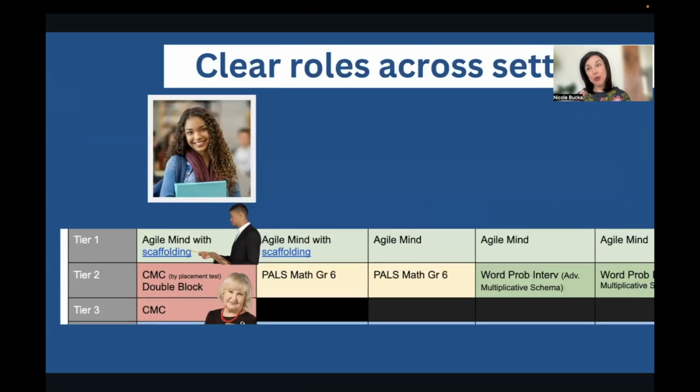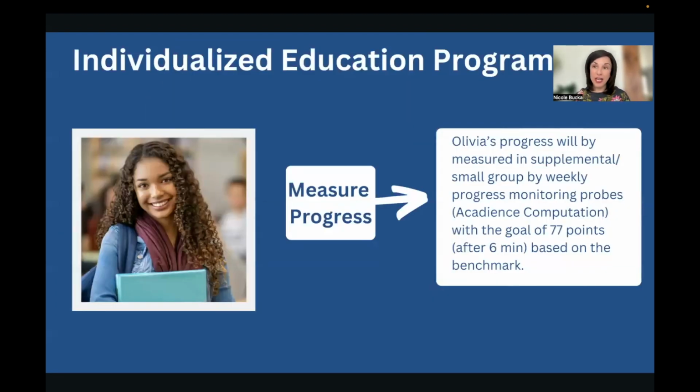And having clear roles across settings, right? So now Mr. Perez knows he needs to scaffold, and the special educator, I forgot her name, sorry, knows that she needs to do an explicit systematic multi-component intervention wherever the placement test puts Olivia. Now, an IEP should have progress monitoring benchmarks, right? Benchmarks that we report back to the family about how progress is going. Olivia's progress will be measured in her supplemental small group intervention using weekly progress monitoring probes with a goal of 77 points based on the benchmark.